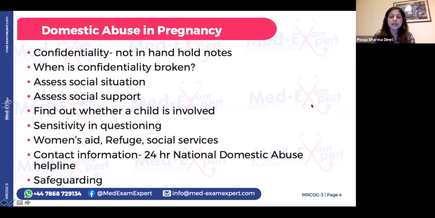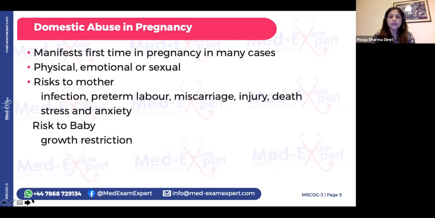Contact information: there's a 24-hour National Domestic Violence Helpline, Abuse Helpline, which you should give a contact for, and then the safeguarding team of the hospital. So domestic abuse in pregnancy can manifest for the first time in pregnancy in many of the cases, and it is very common, like 1 in 4 women, as Deepali already said. Important thing is, during COVID times, it is believed the domestic violence cases have increased because of all the stresses, people losing jobs or whatever. So the incidence has gone up. So that may be one thing which might appear in the exam.